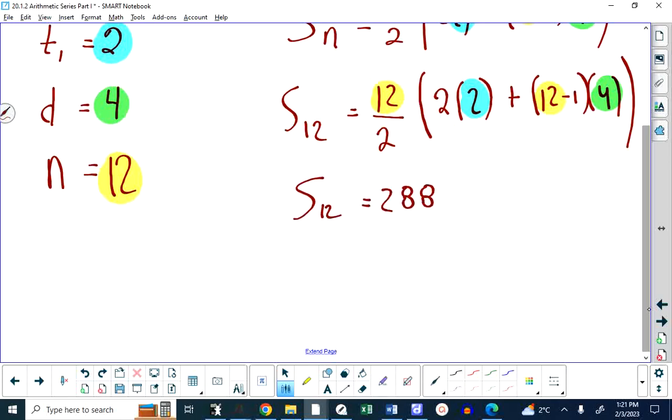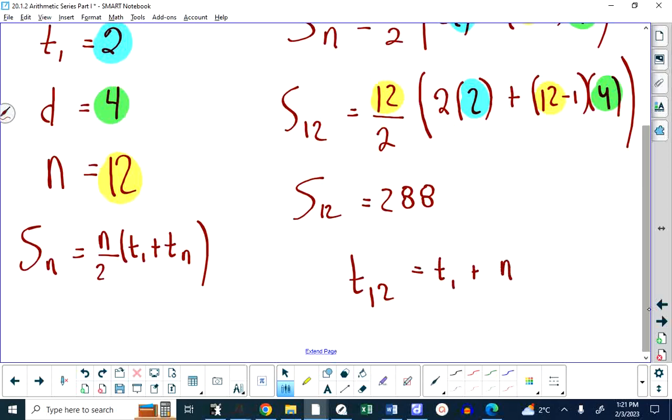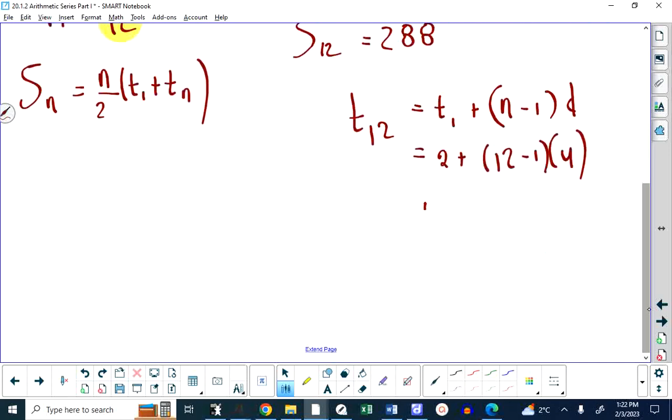I want to point out something to you: there are a collection of students who typically do not like this formula. So they will use this formula in this question. The only problem is they don't know the last term. But you can find the last term. That's the 12th term. T1 plus n minus 1 times the common difference can be used to find T12. We're going to take 2 plus 12 minus 1 times 4. I'm not saying you have to write this down or have to do it this way, but does that work out to 46? Yes, 46. So the 12th term is 46. That means the last term is 46.